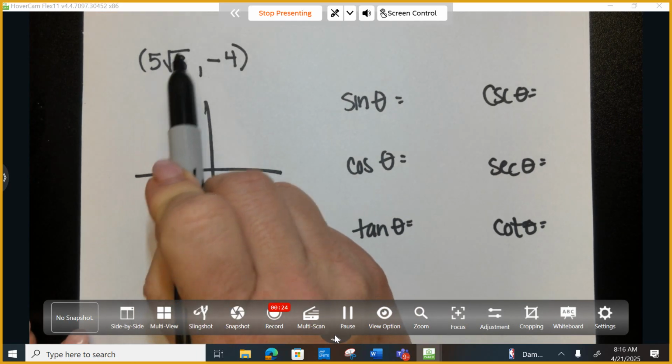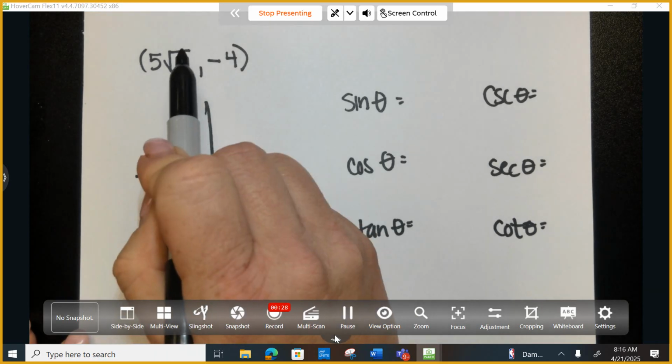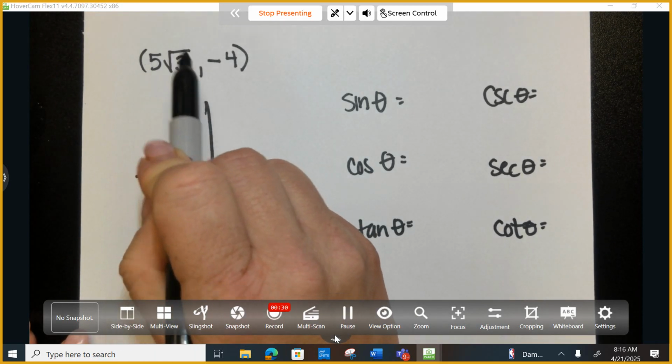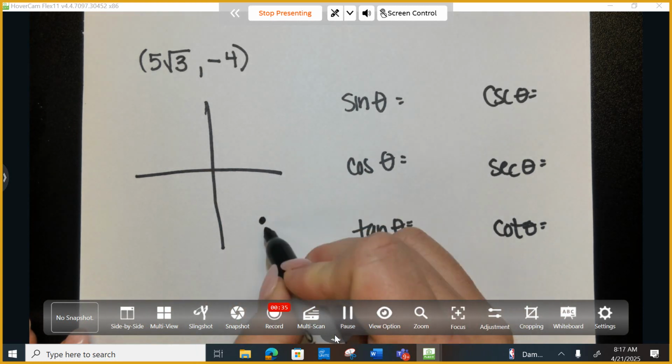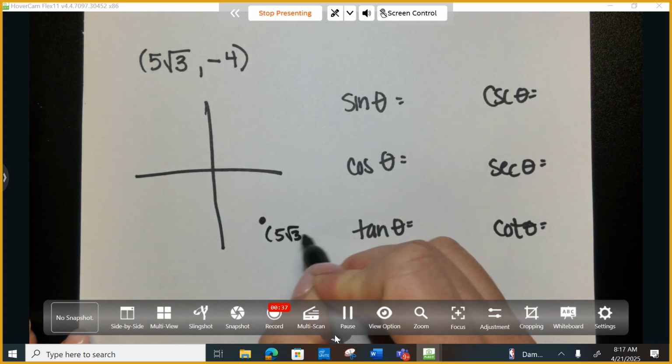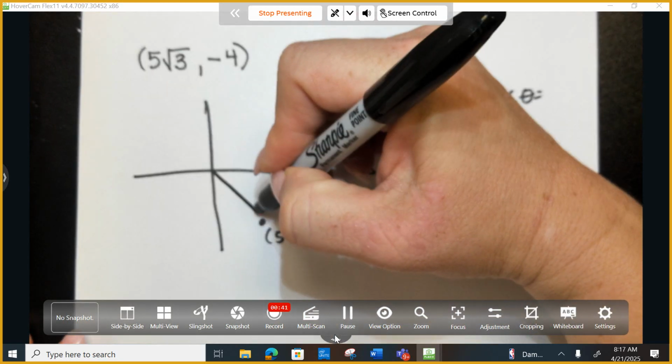Now, a lot of you get caught up on, well, how far do I go to the right? We're going to use this just to determine which quadrant this point lands in. So I'm going to go to the right because the first value is positive, and then I'm going to drop down. So I'm literally going to go to the right and drop down and make a point. This is 5 square roots of 3 and -4. I'm going to go straight back to the origin.